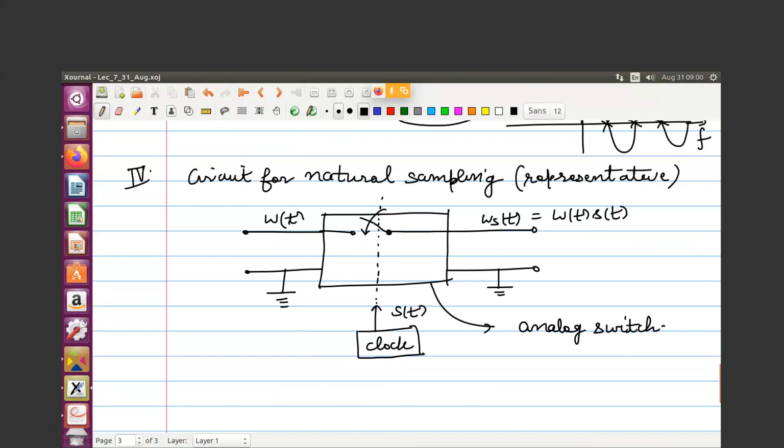Generally, you will find that this natural sampling is done in hardware like this. You will have a clock type of signal which will control the opening and the closing of a switch. If the switch is closed, it will give the output that part of w(t), and if it's open, then you will get 0 because of this earth terminal. So you will get a signal which takes the shape of the analog waveform. I just told you in the last class how this happens, but I didn't draw a representative circuit.